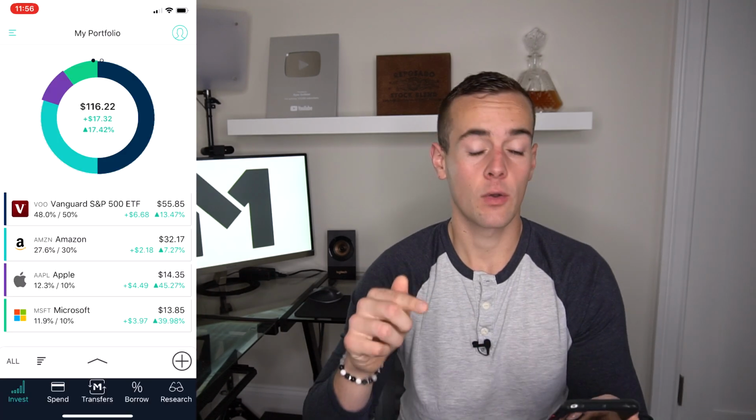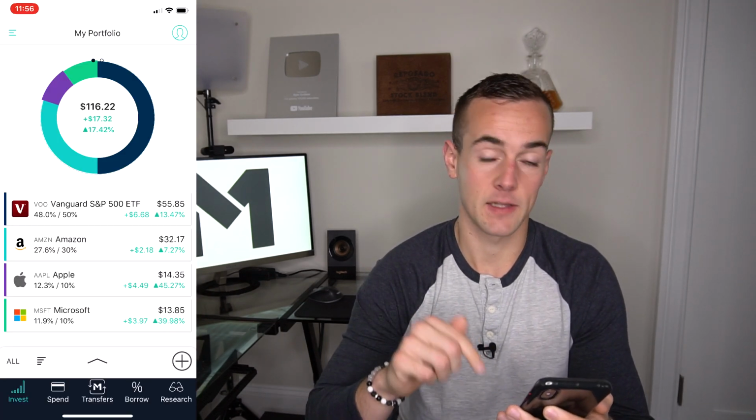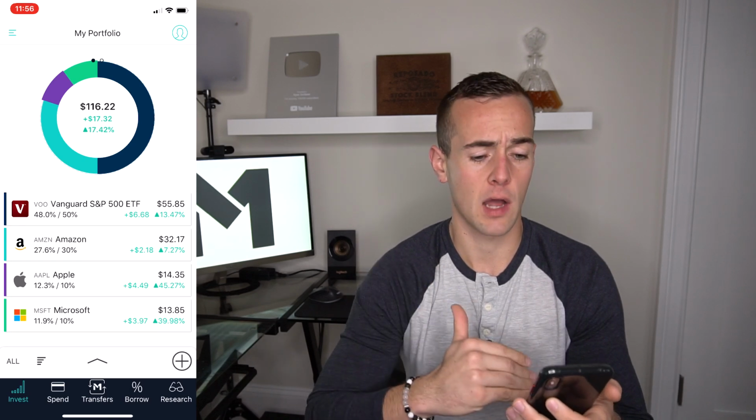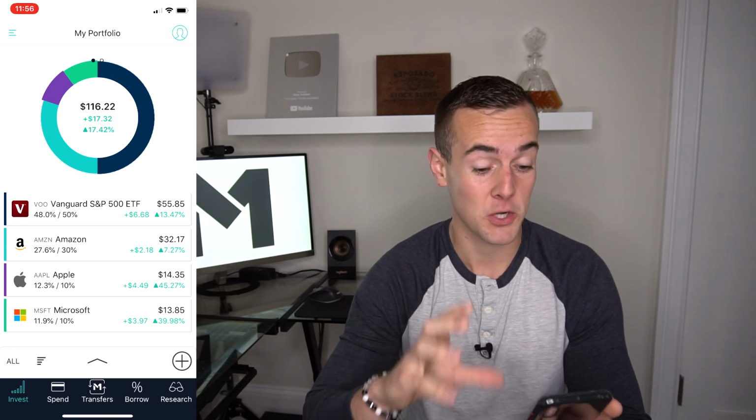But that being said, let's go ahead and open the app and talk about what is going to happen when you own stocks or ETFs that earn dividends in M1 Finance. Okay, so here we are inside my M1 Finance portfolio. It's just a small $100 portfolio I put in here for demonstration purposes.